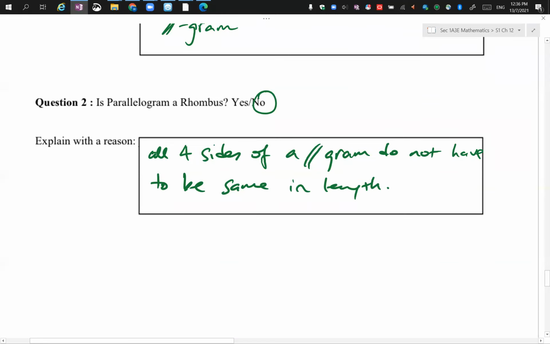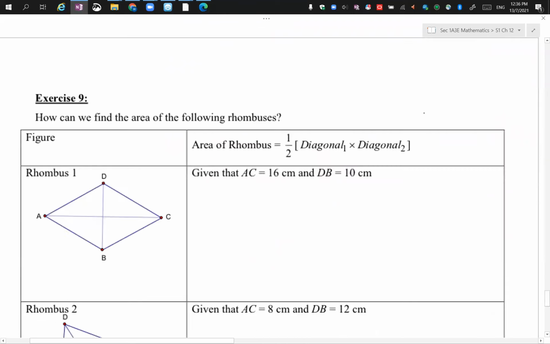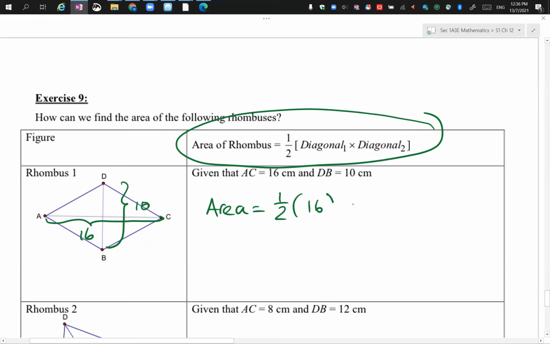Now the next interesting one would be the area of a rhombus. The notes already told you that the area is half times diagonal 1 times diagonal 2. It is easy for us to apply this formula. Given AC 16, DB 10, what is the area? Follow the formula. Half times 16 times 10. Answer 80 square centimeters. Simple, no?